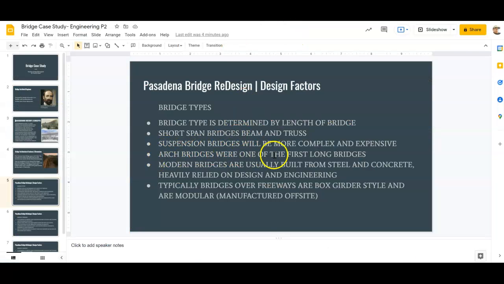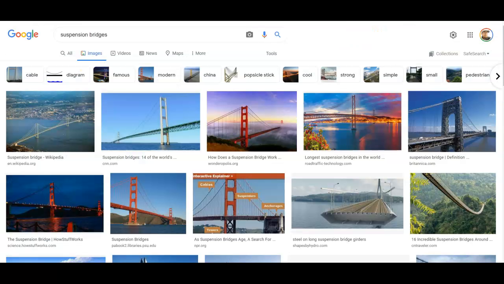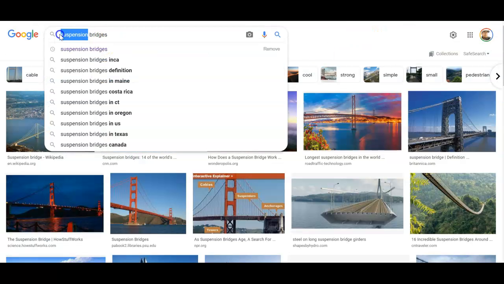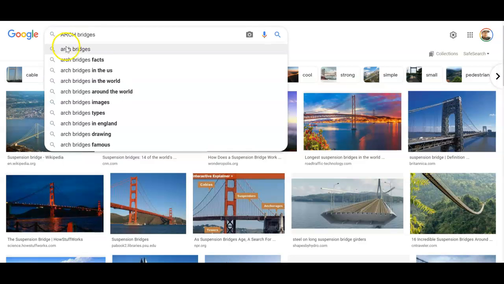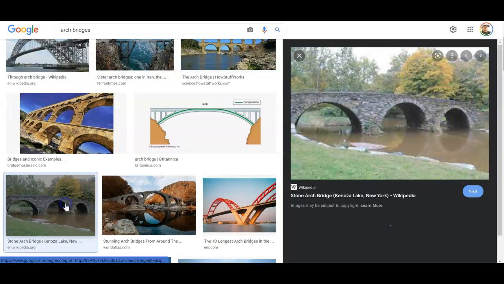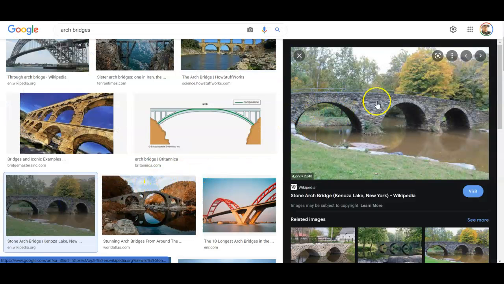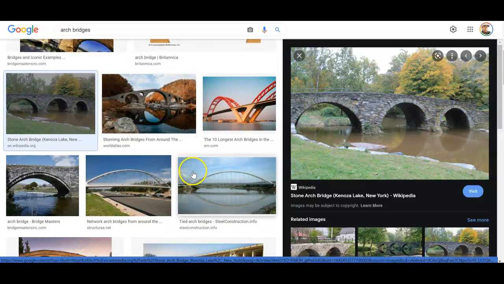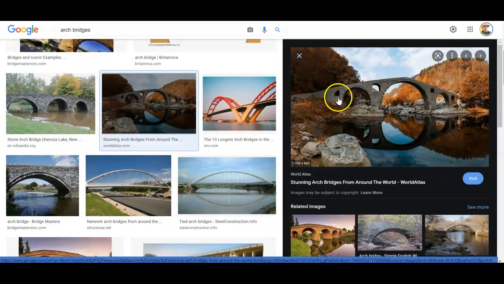And then you have arch bridges. Let's go ahead and take a look at arch bridges. So these are arch bridges. These are very old school. They're one of the primitive bridges that you'll see. They usually are made out of stone, and the stones are pretty much made out of local materials from the mountains nearby.